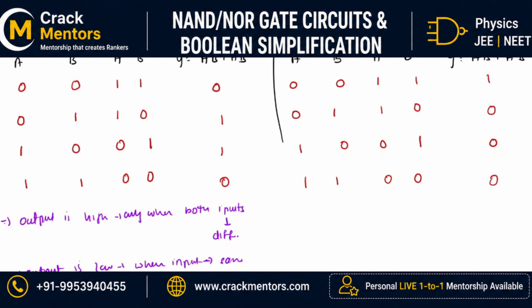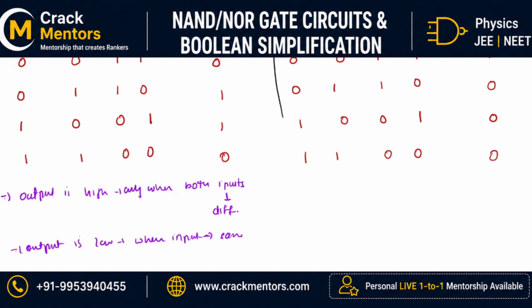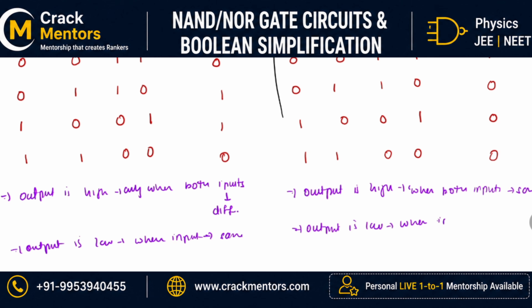So what can I write for XNOR gate? Well, output is high when both the inputs are same. Okay, and my output is low when the inputs are different. So just mind this and note it somewhere, that this is the condition that you finally find from here.